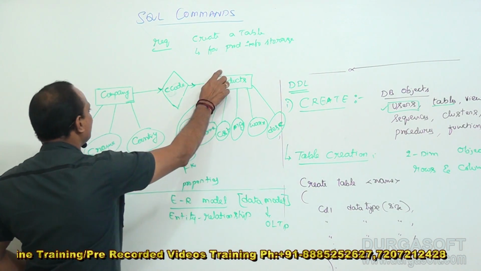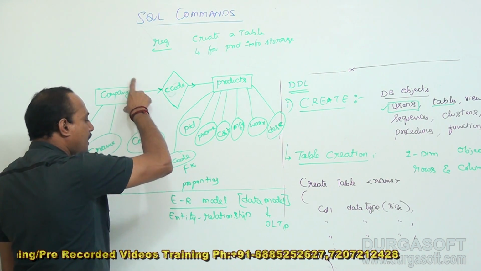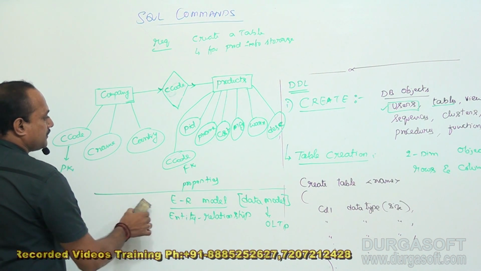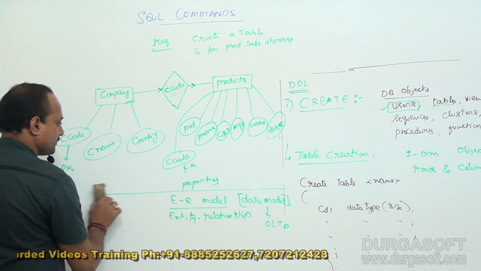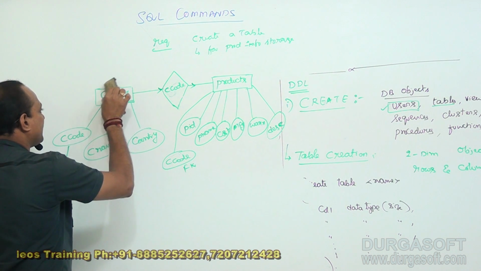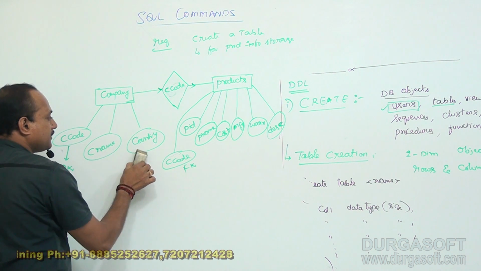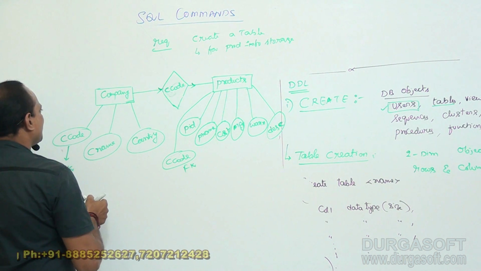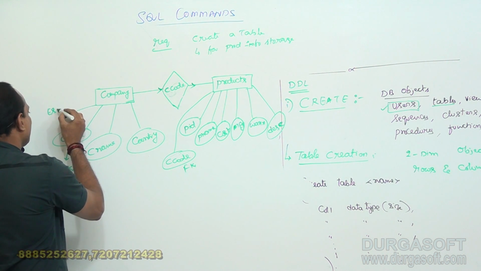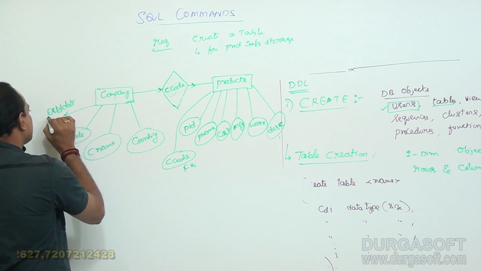Here we have the products table and the company table. So let me create a table company. How do I create a table? Let me erase this, because the space is not enough to write anything else. I am going to create a table company, and here we have company code, company name, country. One more column I am considering here: company established date.